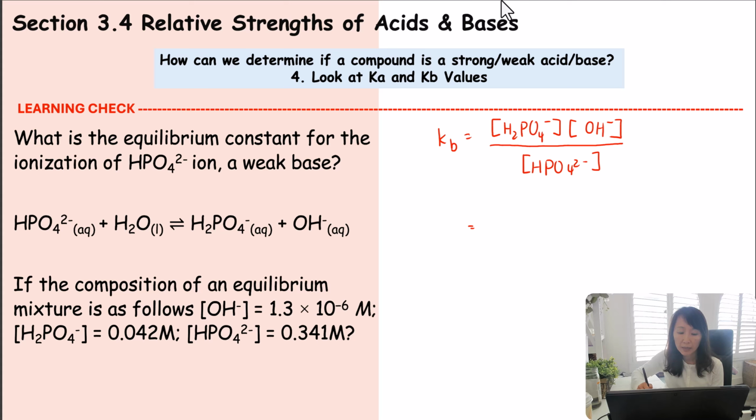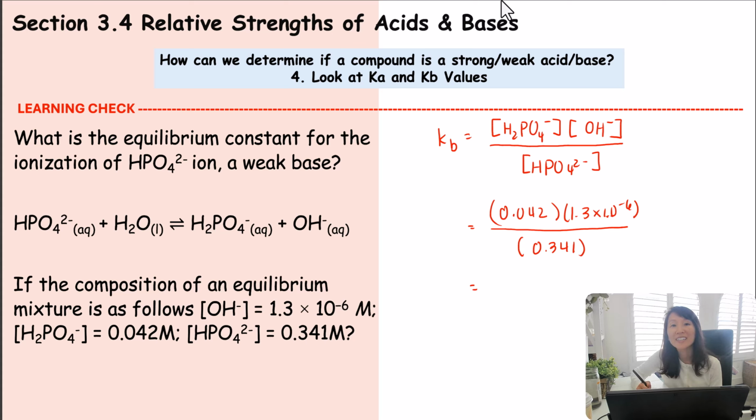So let's plug in the values. 0.042. Hydroxide is 1.3 times 10 to the negative 6, all over 0.341. Okay, so you're going to punch this into the calculator and come back and check the key. And here is the key.